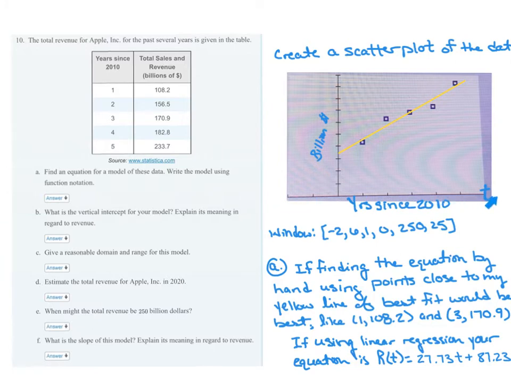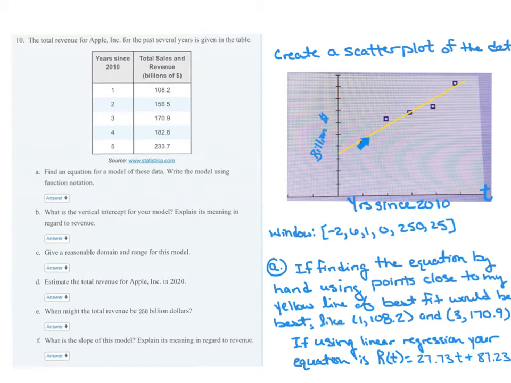Our horizontal axis is the T, or the years since 2010, and our vertical axis is the revenue in billions of dollars. I also went ahead and sketched where I thought a good line of fit would be. So the best line that would come as close as possible to all of the data points, making it so that there's an even distance above the line as there is below the line. And once I draw this line, this will help me decide what 2 points I want to use in order to figure out the model or the equation for this data.